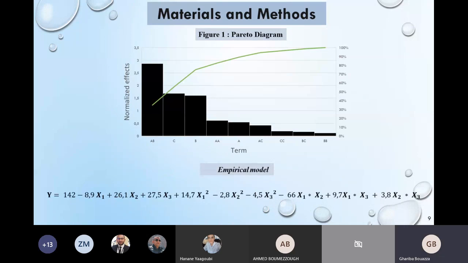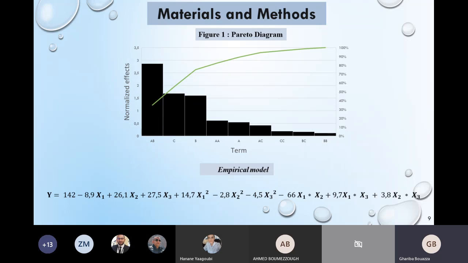The Pareto diagram allows us to visualize the relative importance of the different factors and their interactions in the form of a classification and a hierarchy. The contributions of the factors are then ordered in descending order and represented in the form of a bar diagram associated with a cumulative representation. This figure allowed us to note that all the effects of the factors and their interactions are important, which confirms the results already obtained in the screening study.